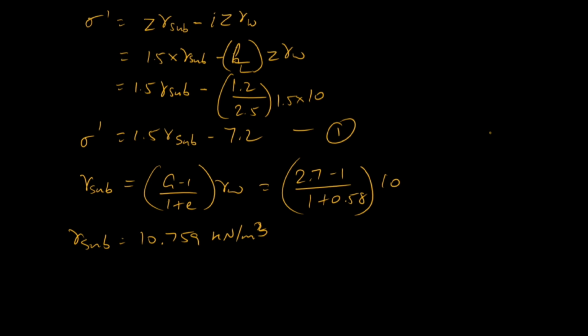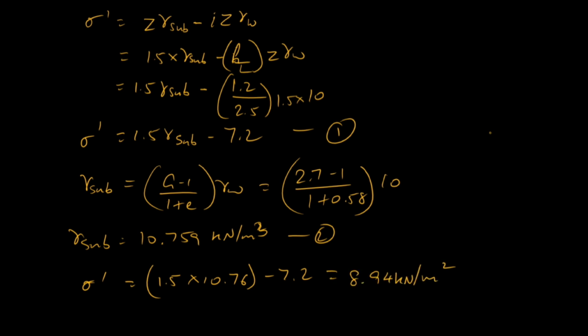So if you substitute the gamma sub in equation 1, we get effective stress is equal to 1.5 into 10.76 minus 7.2, which is 8.94 kilonewton per meter square.